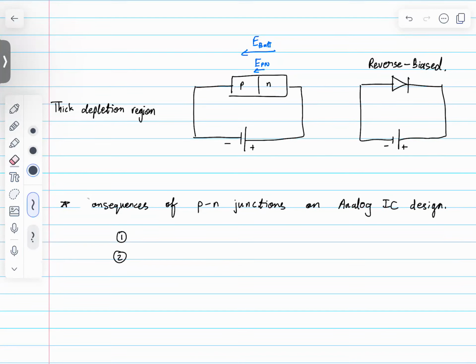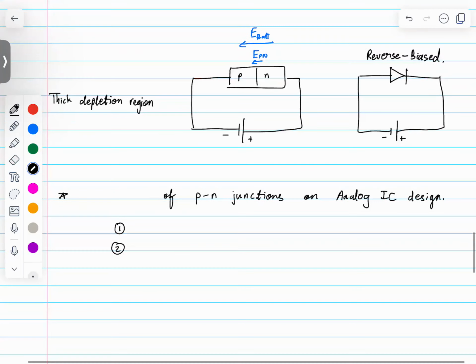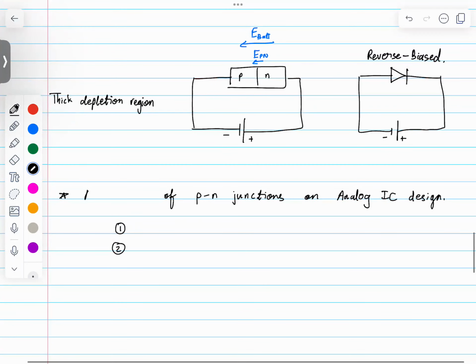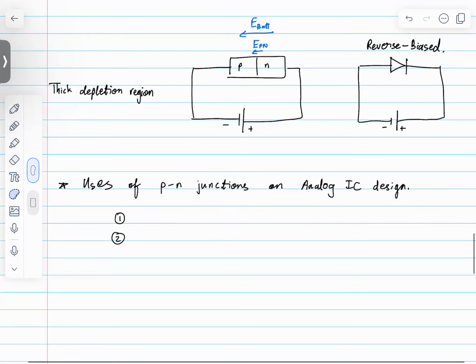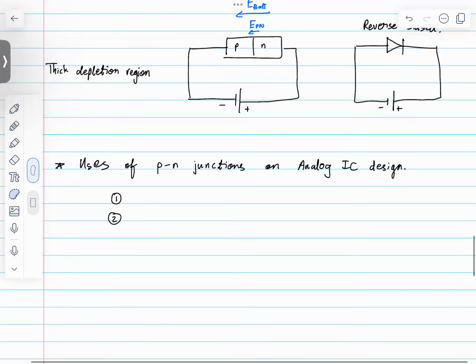All right, so last thing before I finish off this video, some of the uses or appearances of PN junctions in analog IC design. Maybe I shouldn't say consequences, I'll just say uses, for lack of a better term. What I want to say is there are some parts of design where we actively use PN junctions, and other parts where PN junctions are formed parasitically.